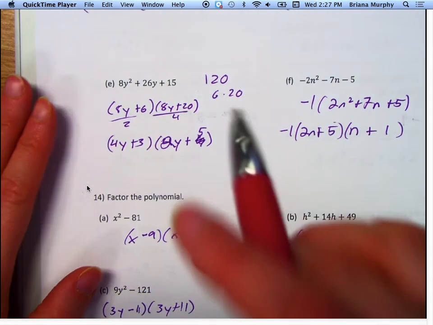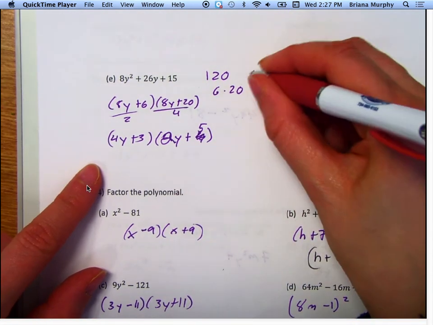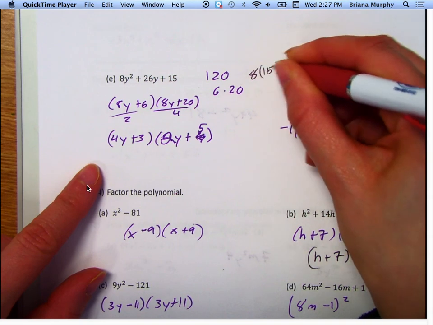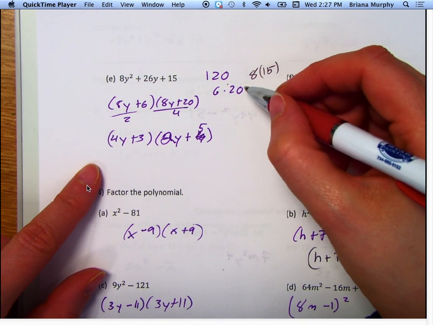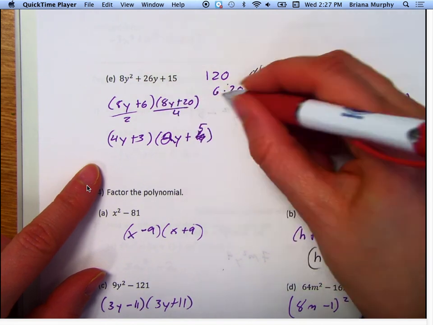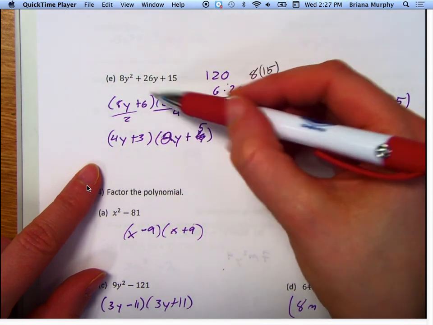Okay. So for E, I multiplied 8 times 15. That gives me 120. And then I said, okay, what two numbers multiply to give us 120 that add to give us 26? 6 and 20. So then remember, I put 8 for both of them, so I have 8y for both of them.